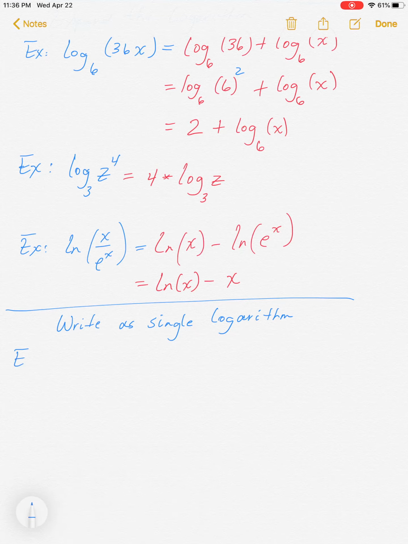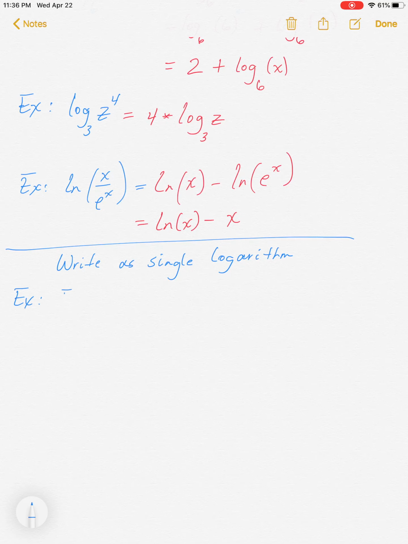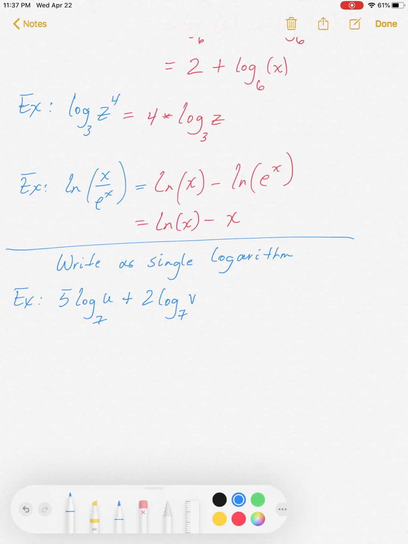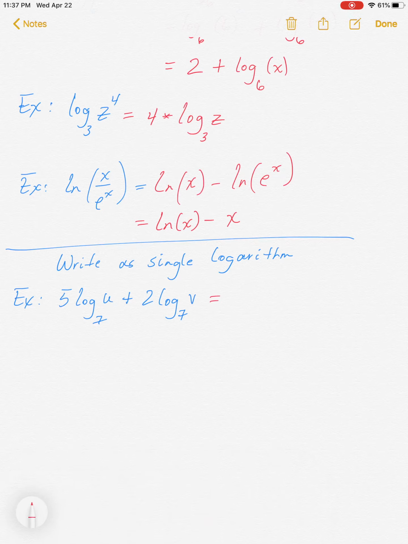Alright, first example, we have 5 log base 7 of u plus 2 log base 7 of v. Alright, so what I always recommend, if you have factors out front, that's the first thing you want to do whenever you write this thing as a single log. Turn those factors into powers. So we have a factor of 5 on the first one and a factor of 2 on the second one. So I'm going to turn those factors into powers. So that gives me log base 7 of u raised to the 5th power plus log base 7 of v raised to the 2nd power.